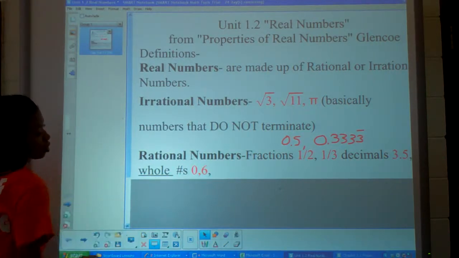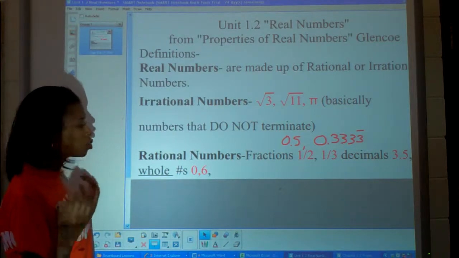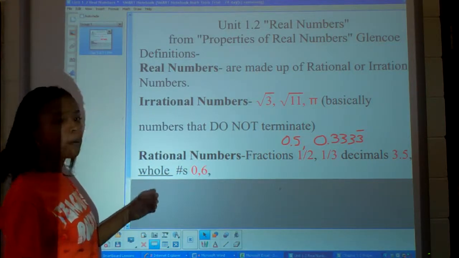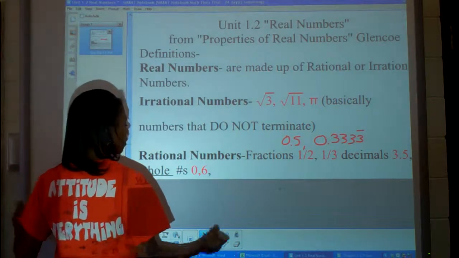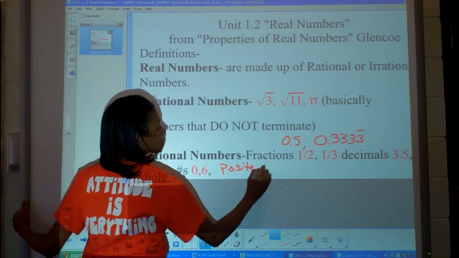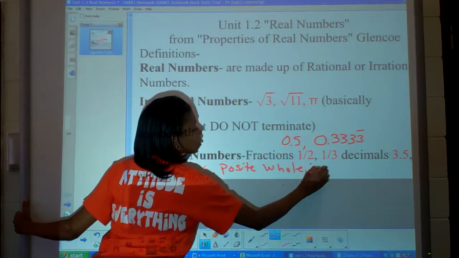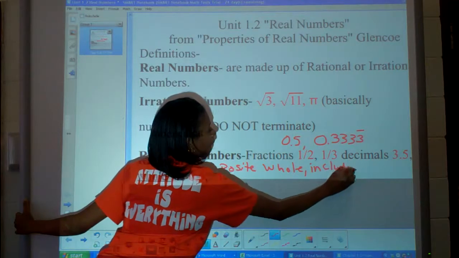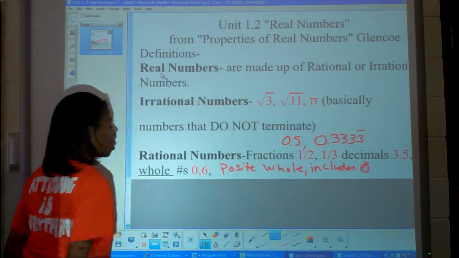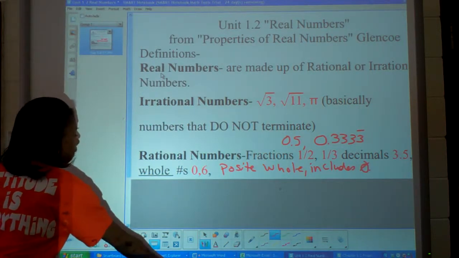Whole numbers are also rational. Remember, whole numbers include zero: 0, 1, 2, 3, 22. All whole positive numbers. So whole numbers are going to be positive whole numbers, which we discussed, and it includes 0. Okay, so whole numbers are positive whole numbers that include 0.